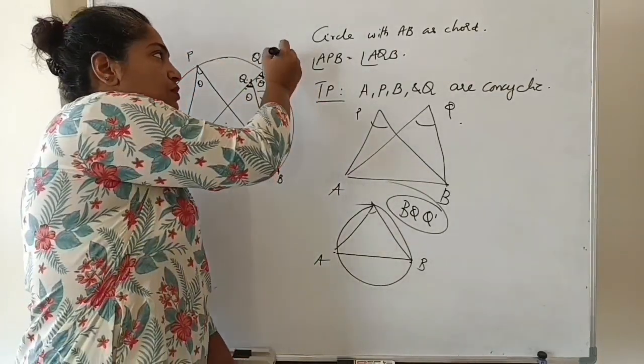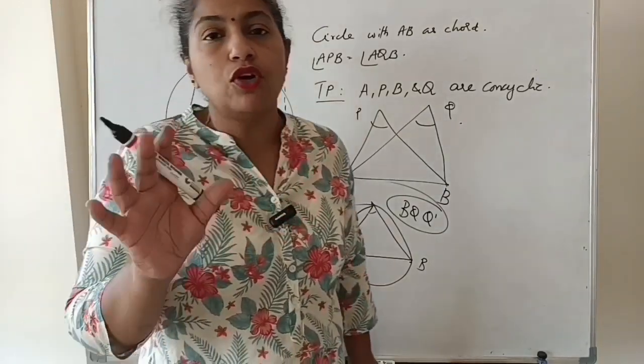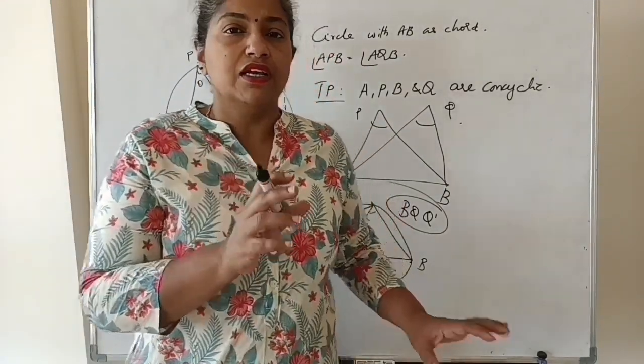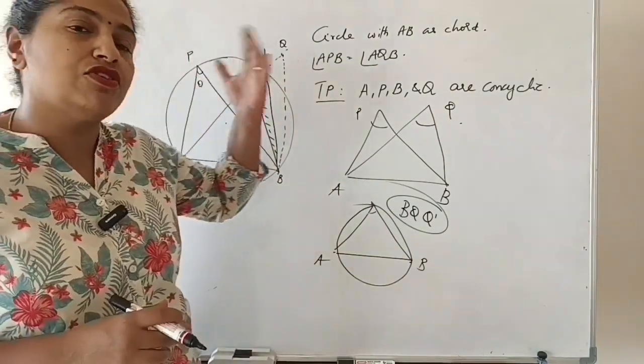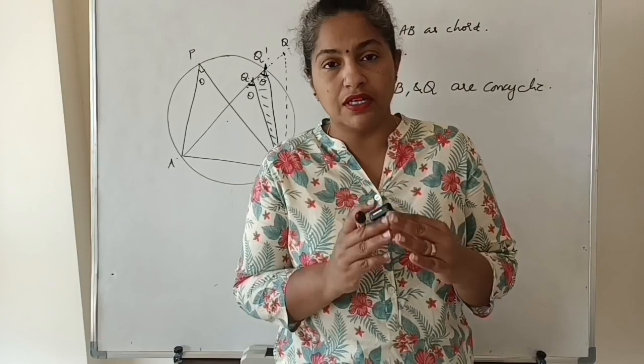The same logic applies for the point which is outside the circle also. So all these 4 points have to be concyclic if they have the same angles on the same side of the chord. Okay. Now we have done the proof.